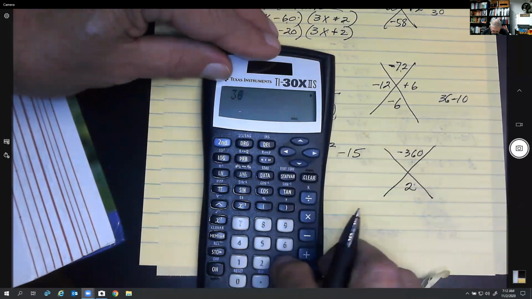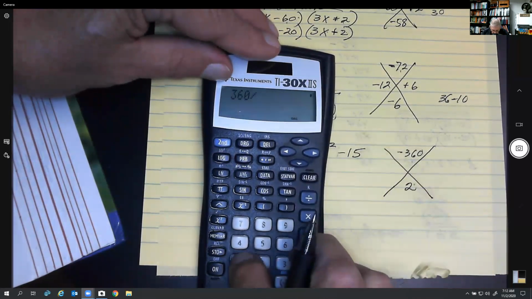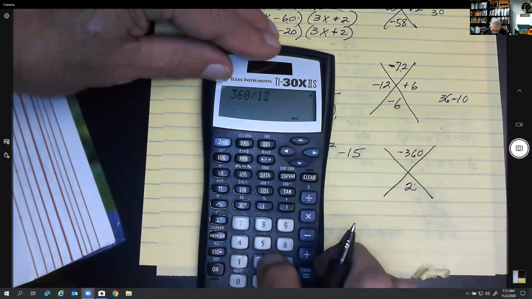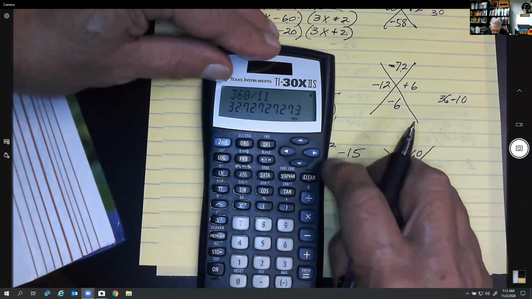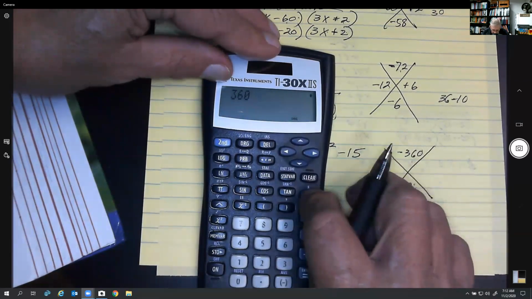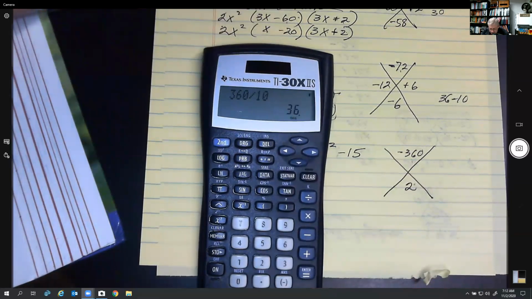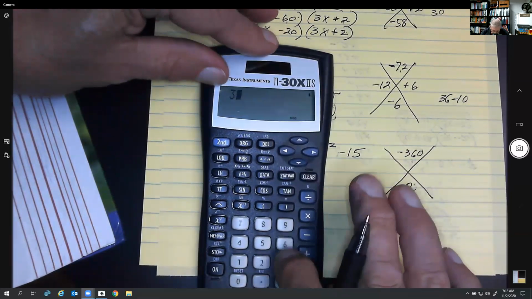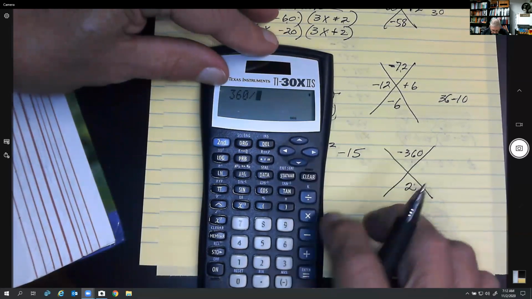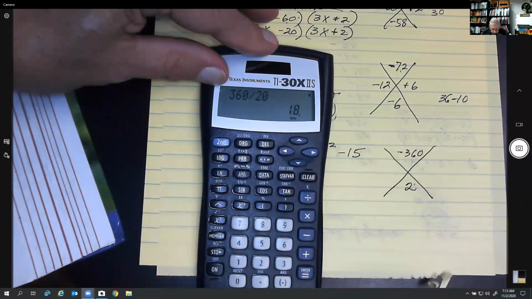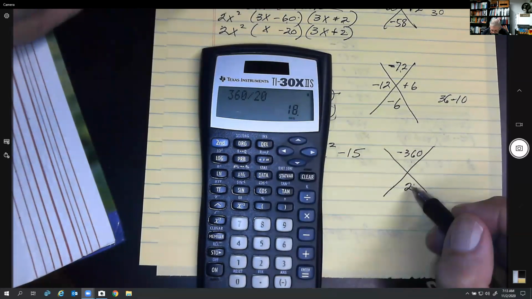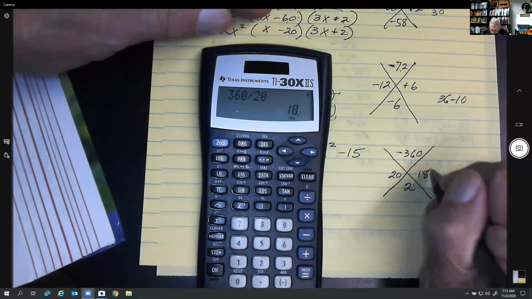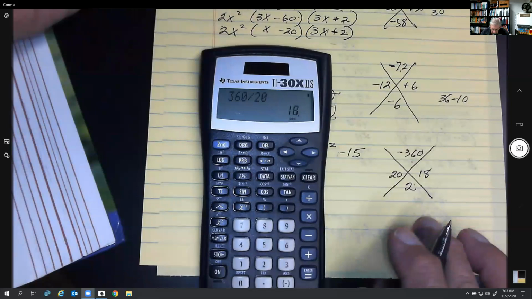We finally got the 360 divided by 12. Oh, by 10, excuse me. We see that doesn't work either. So the numbers have to be fairly close together. Let's try 360 divided by 20. 18. There we go. Because this is a small number, the numbers had to be close together. 20 times 18. Okay. So sometimes you do have to play around with this method.